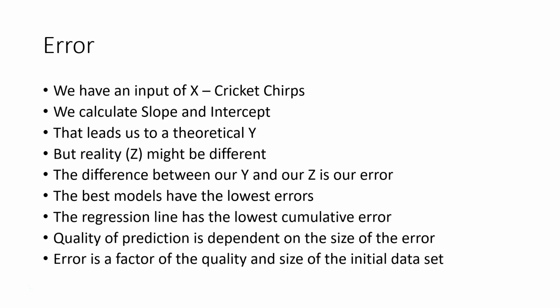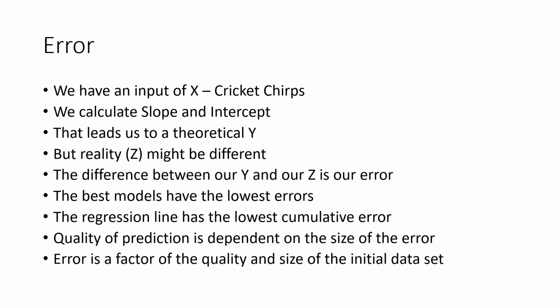What is error? Okay, so let's use our example of cricket chirps. We have an input of X cricket chirps. We calculate a slope and intercept. That leads us to a theoretical Y, or a predicted Y, based on past data. But we might also have the actual Y, the actual value, and we could use Z as a variable, but sometimes they just use a variant of Y. You have a Y hat and a Y, one's predicted, one's actual. And what you're really doing is looking at, okay, what's the difference between our predicted value and our actual value?